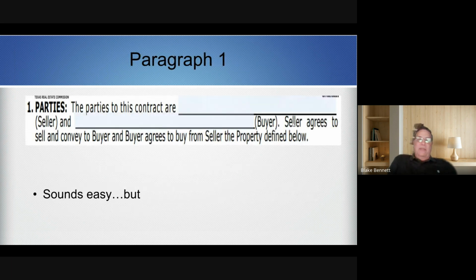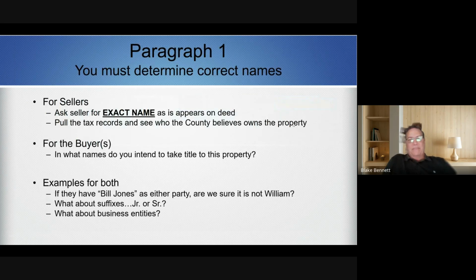Paragraph 1, the parties to the contract. Who are they? This one sounds easy. This is standard across all contracts. This one sounds easy, but we do have some weird stuff that goes on. For sellers, ask the exact name as it appears on the deed. You can pull the tax records if you need to, see who the county believes owns the property.